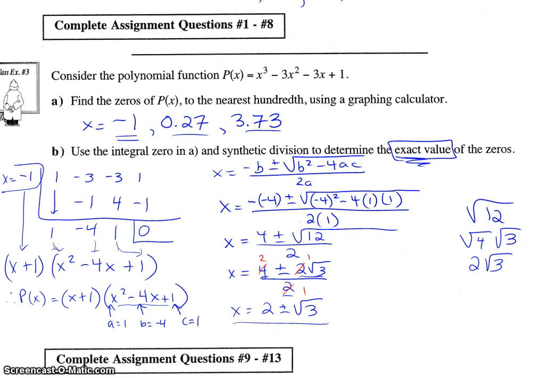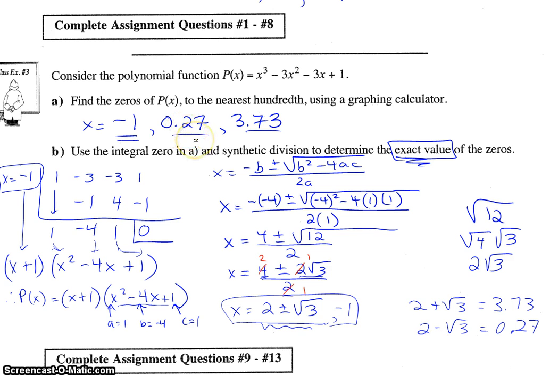And don't forget about this one. Okay, the exact values of our, I'll just add that one on the end, of our polynomial function. And if you go 2 plus root 3 in your calculator, I bet you anything it's 3.73. And 2 minus root 3 in your calculator, it's probably 0.27. Okay, just to confirm that those are equal.